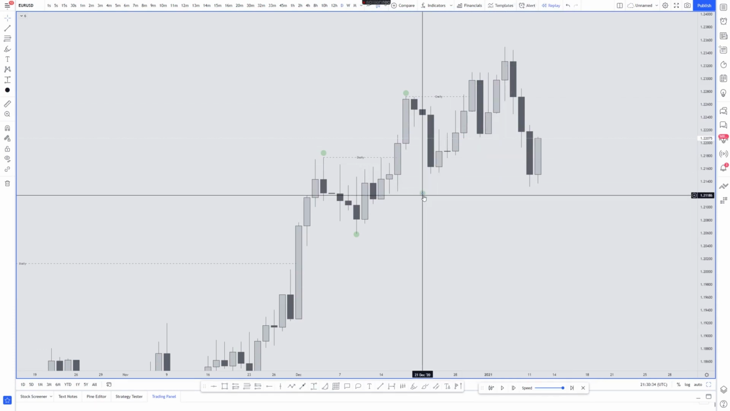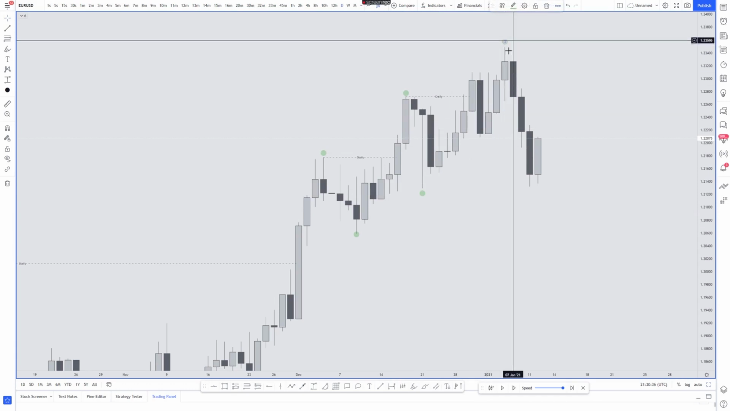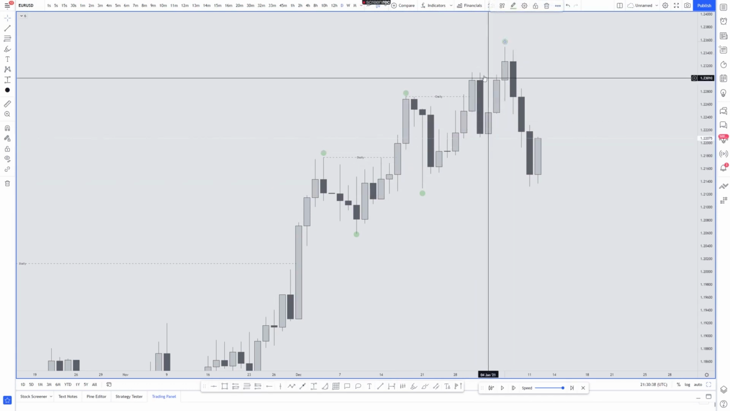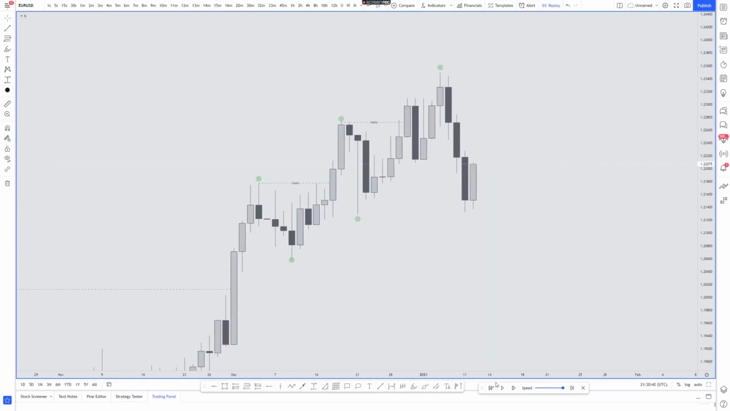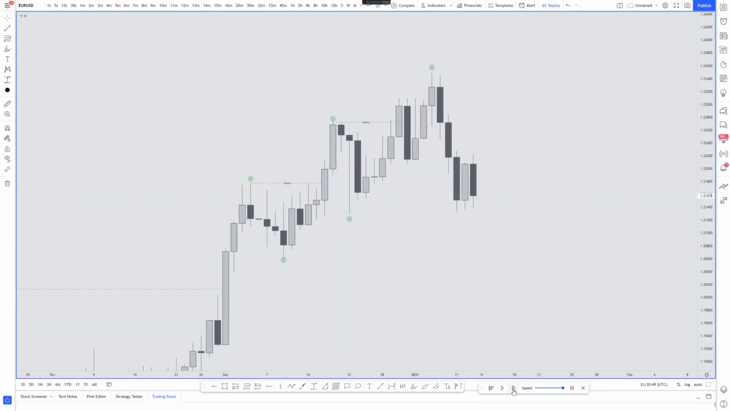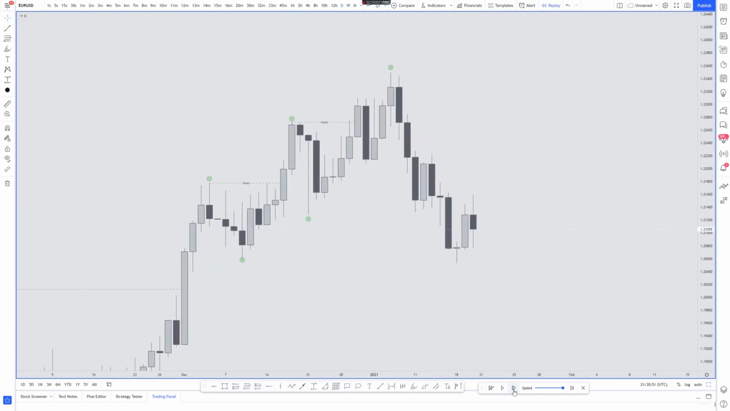What I'm going to do here is just class this as structure. This can be classified structure. It's right on the low end of things, but I won't be classing that as daily structure. This would definitely be 4 hour market structure change. And ultimately, we become bearish as this point gets taken.